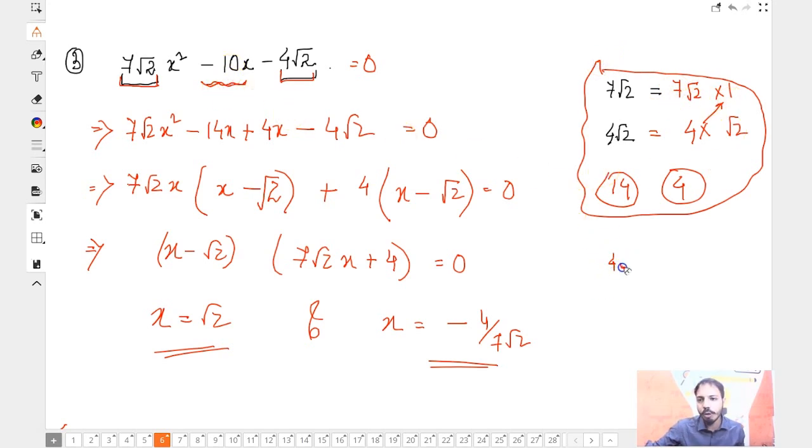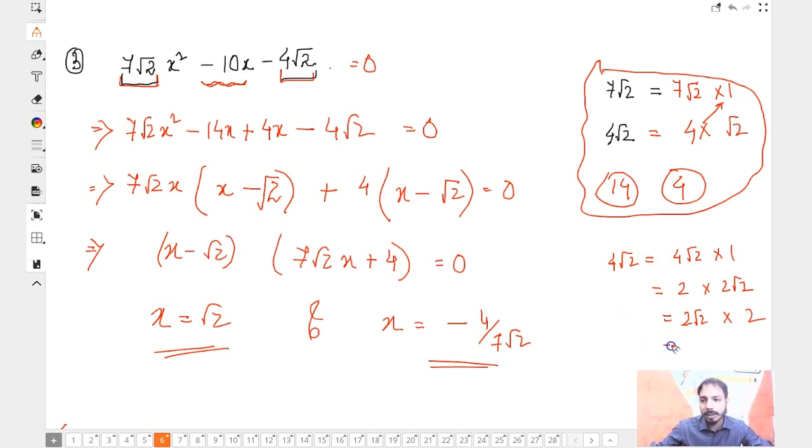Because see, 4 root 2 can be written as 4 root 2 into 1, or I can write this as 2 into 2 root 2, or I can write it as 2 root 2 into root 2 into 2. So in this way I can have many patterns, right? Now with practice and with experience you will understand which pattern to take.